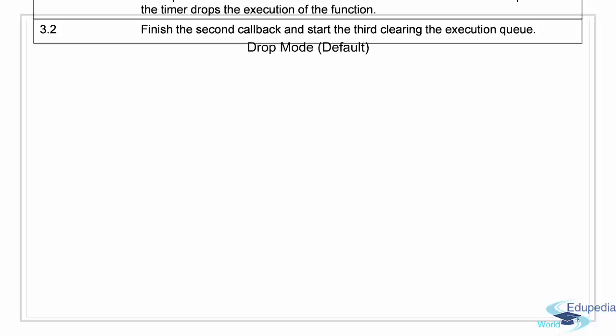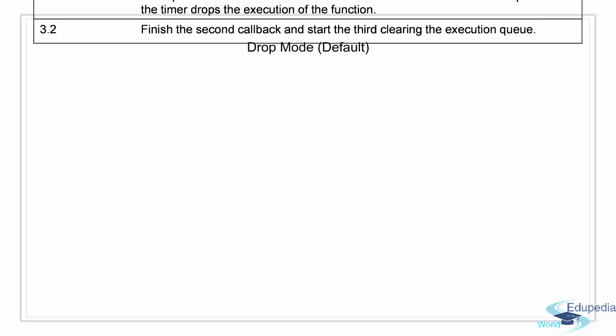So it attempts to start the third callback execution. As the second is not yet complete and is executing, so it will not execute. But the execution queue is empty, so the timer adds the callback to the queue. At the third second, the timer object again gets invoked, so it tries to start the fourth callback execution.